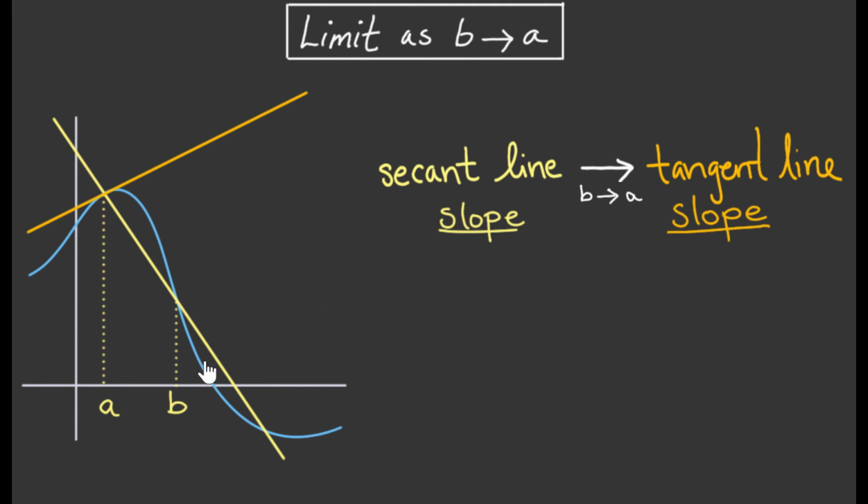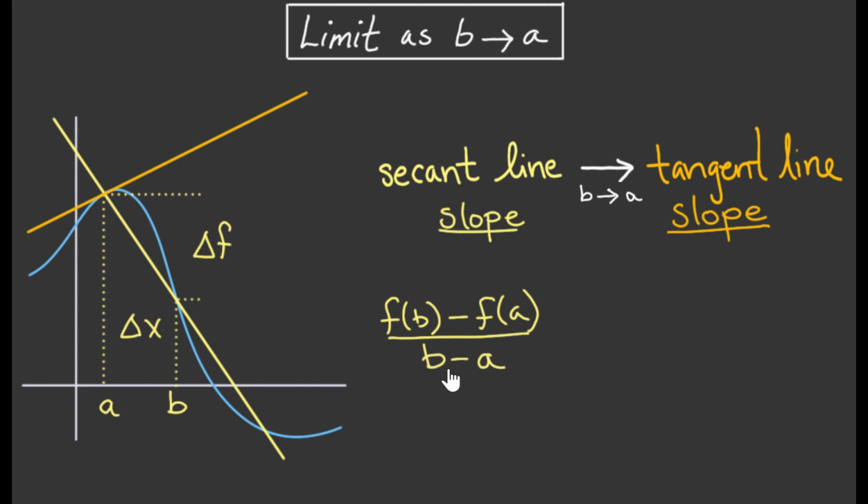Now, we've already computed a formula for the slope of the secant line. We saw that this was delta f over delta x, which is f of b minus f of a all over b minus a. And we're interested in what happens as b approaches a. Now, I hope this looks a little bit familiar to you because in the limit as b approaches a, this is our definition for the derivative f prime of a. So this is a formula for the slope of the tangent line. The slope of the tangent line is the derivative of the function at a.